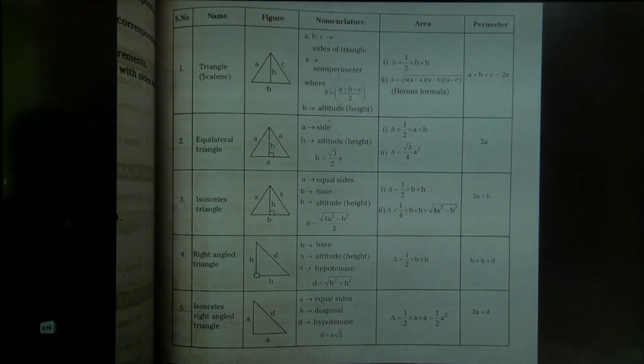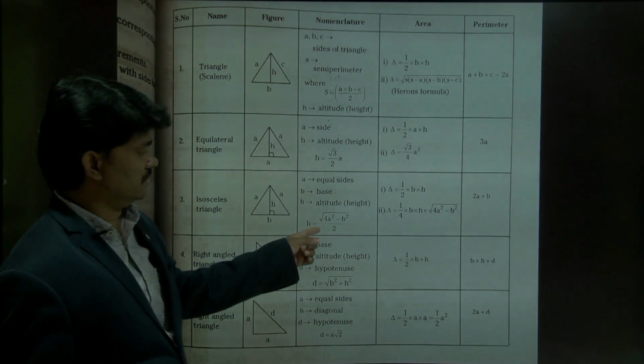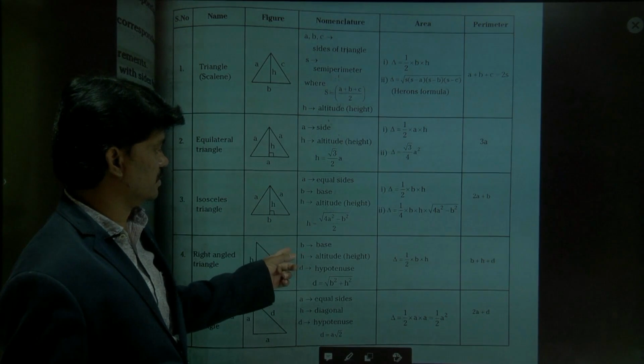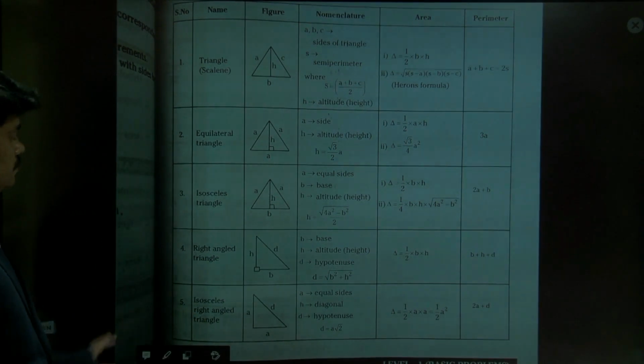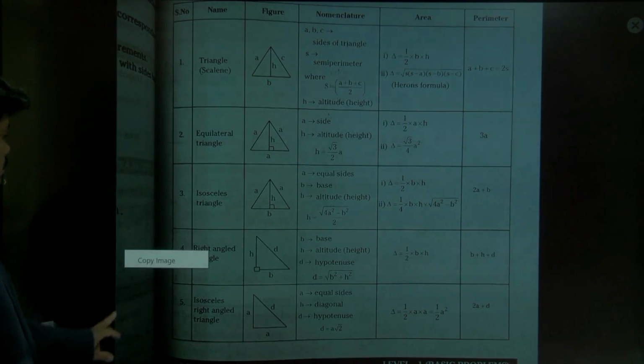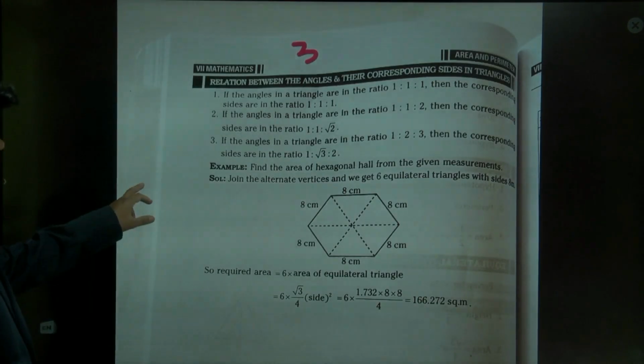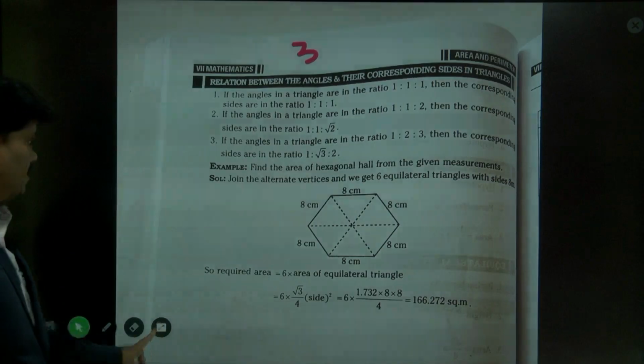Scalene triangle. Triangle in the sense any triangle. Nomenclature in the sense what are the letters, what are the variables we are using in the formula. S, A, B, C, A, H, B. There, the isosceles triangle altitude also we can define. Just check. Next.